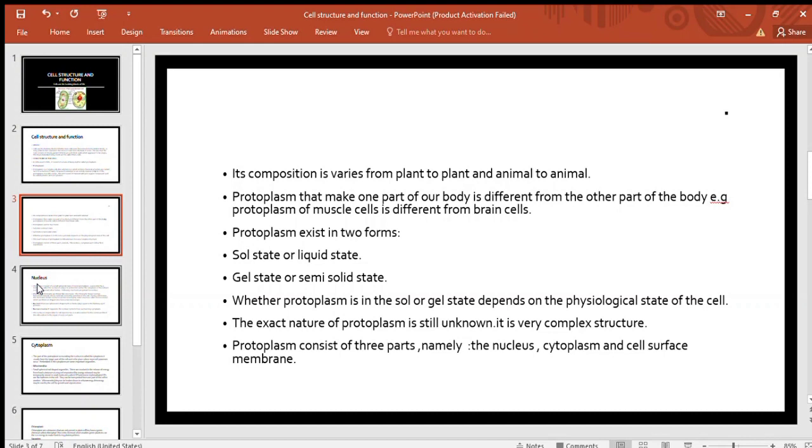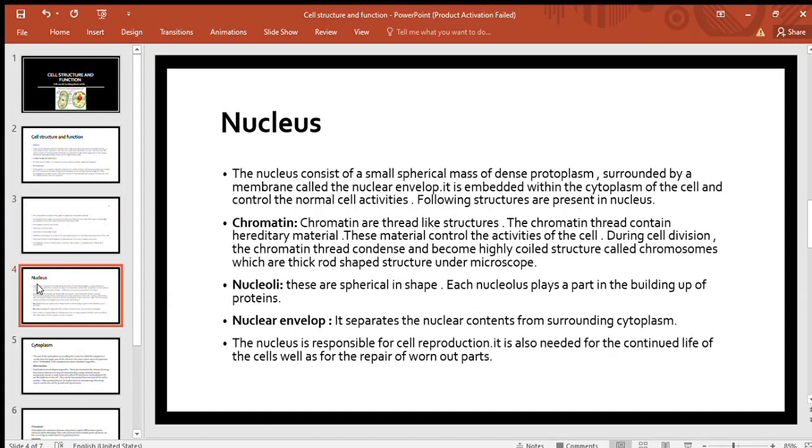the organelles that are mentioned in your syllabus. Nucleus. The nucleus consists of a small spherical mass of dense protoplasm, surrounded by a membrane called the nuclear envelope. It is embedded within the cytoplasm of the cell and controls the normal cell activities.